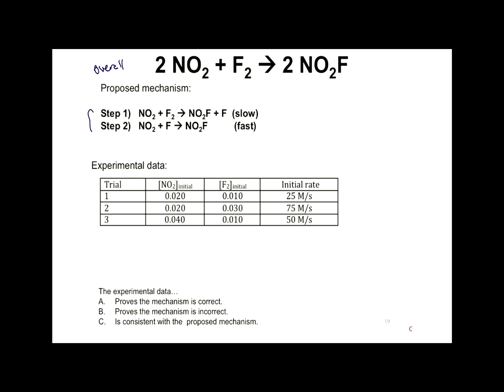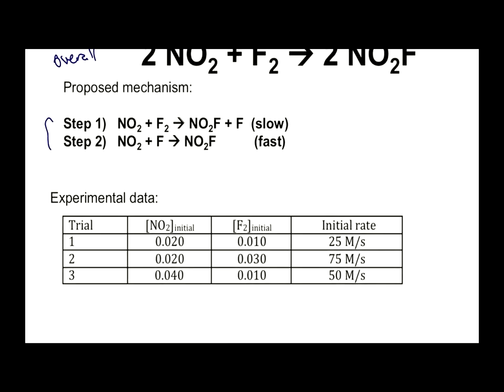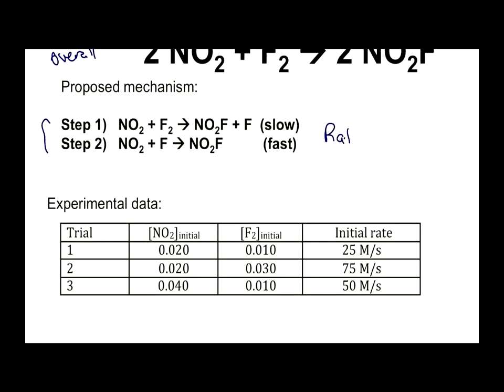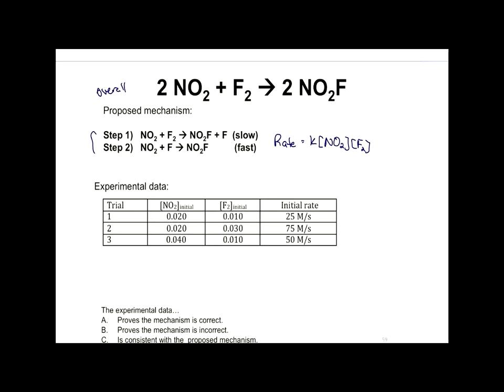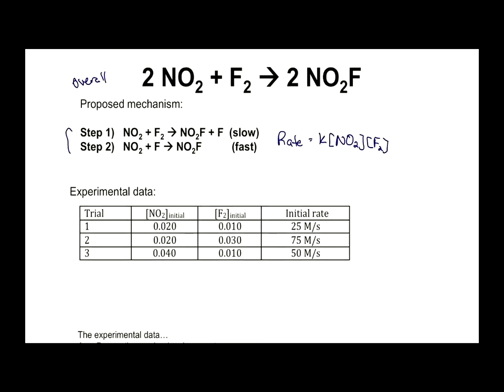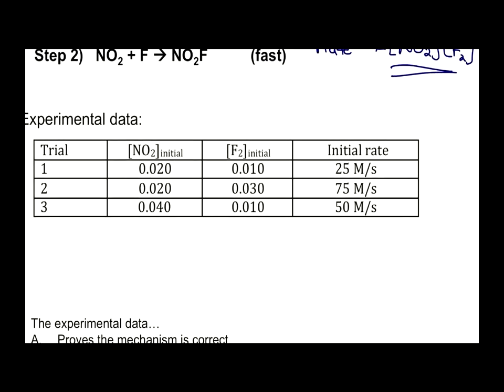So this mechanism, is it hard? Nah, not really. So the rate law for this mechanism, slow first step. We're just going to say the rate is rate constant times NO2 concentration times F2 concentration. That's it. Okay. So there's the rate law for that first reaction. Let's look at the experimental data and see, is this rate law consistent with that experimental data? Okay. So what's the strategy here?